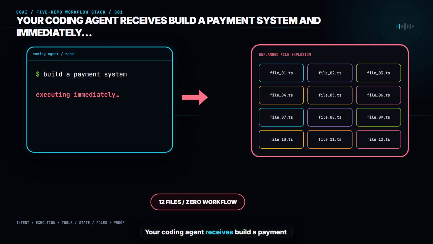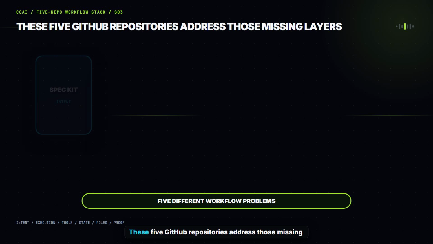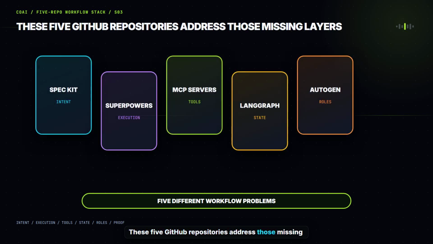Your coding agent receives "build a payment system" and immediately creates 12 files. It has skipped the unglamorous steps: understanding the product, defining boundaries, choosing tools, preserving state, and proving the result. These 5 GitHub repositories address those missing layers.